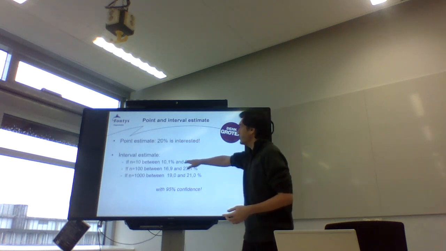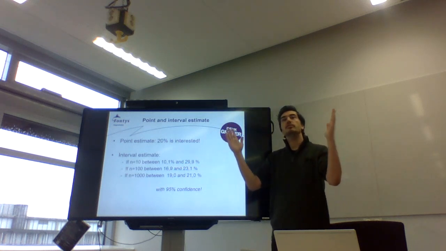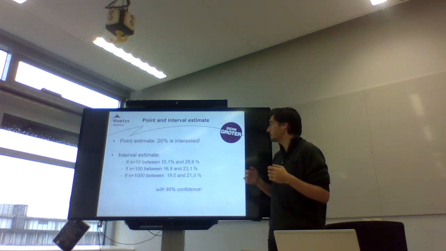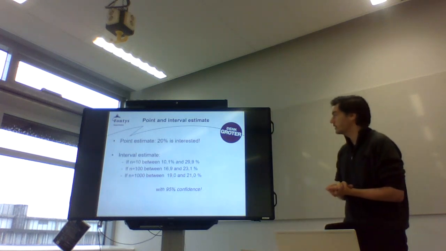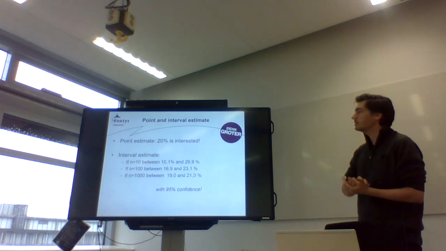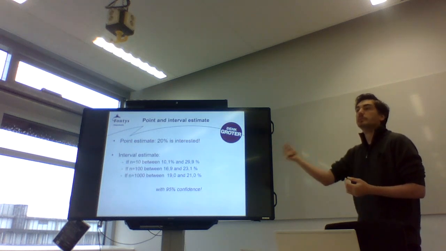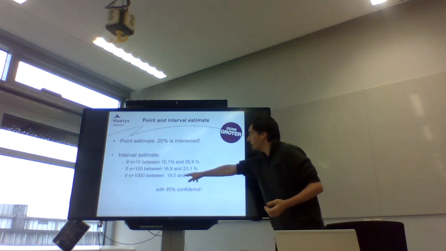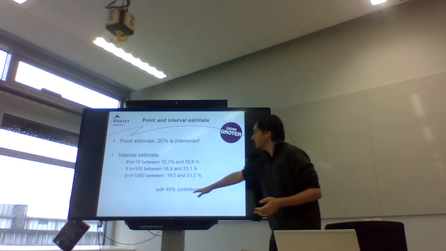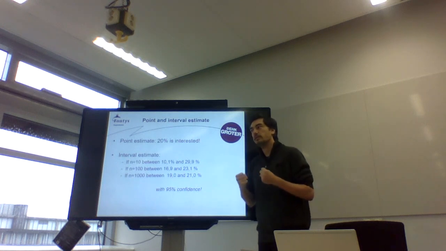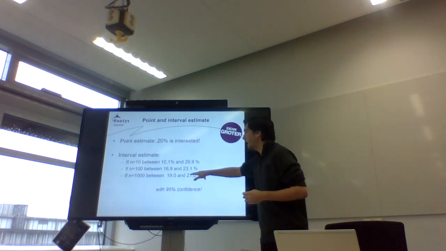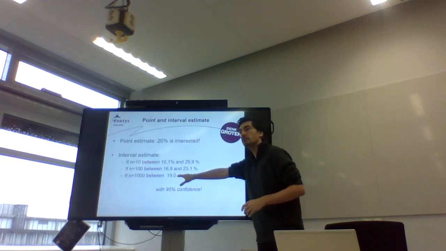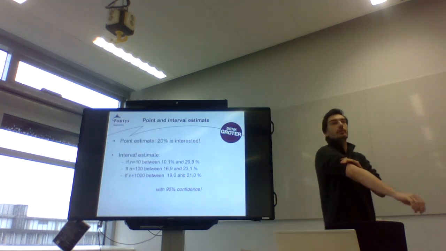So if I ask 100 people, this interval shrinks. It'll become between 16.9 and 23.1%. And if I ask 1,000 people and exactly 200 answer that they are interested in the product, now I have a confidence level of 95%, so I'm 95% confident that the amount of interest in my actual customer base is between 19 and 21%.